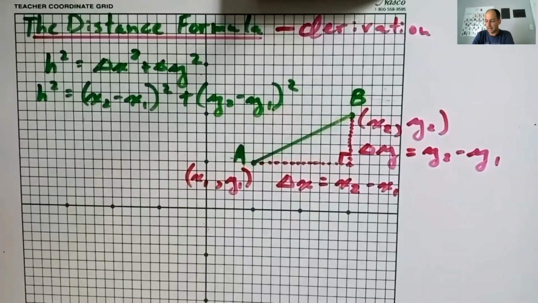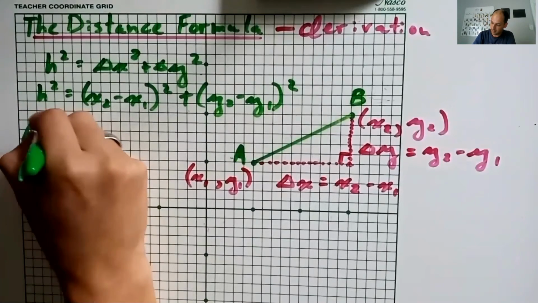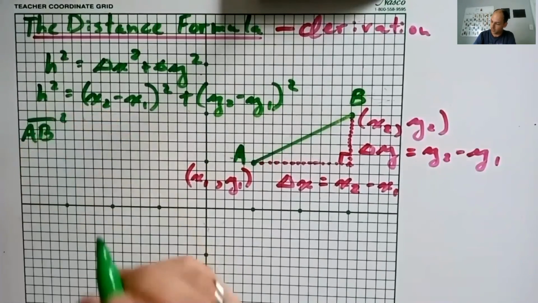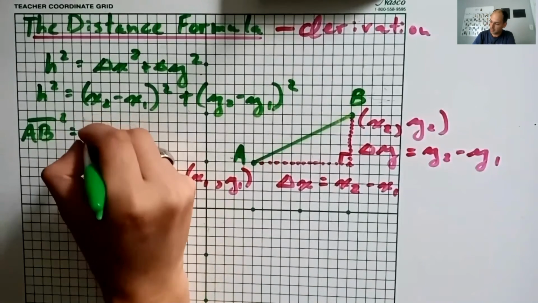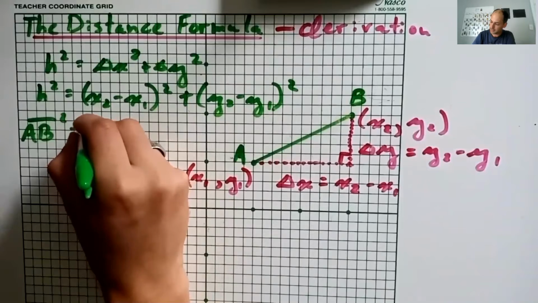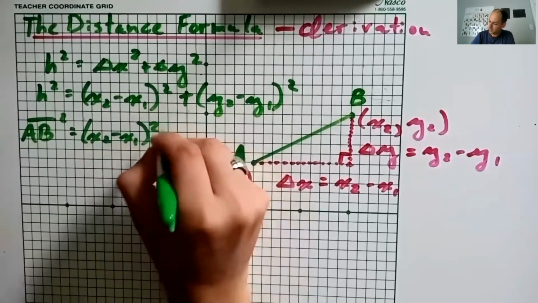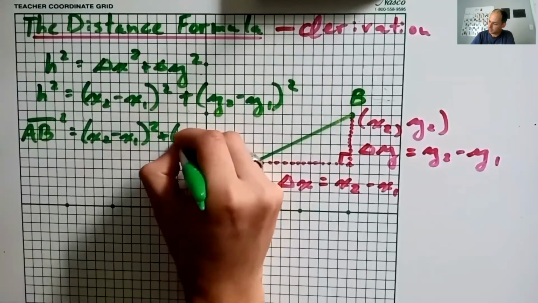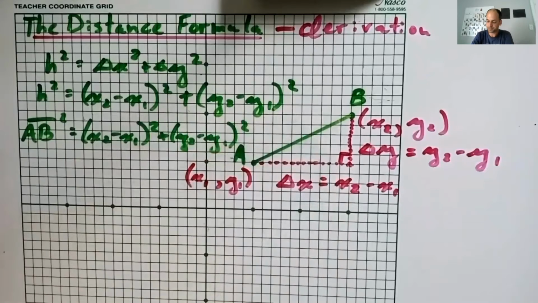squared. Now, we will let the hypotenuse be equal to the length of that segment, that length of segment AB, if you will. So segment AB squared is equal to x2 minus x1 all squared plus y2 minus y1 all squared.